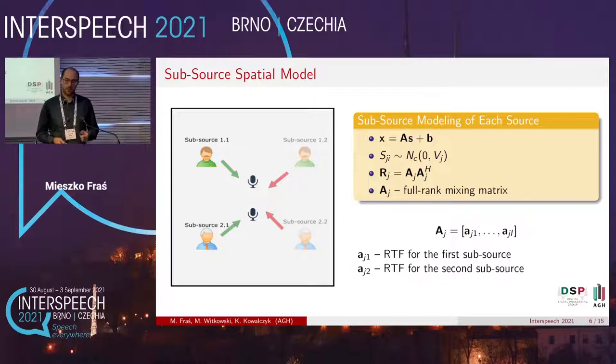So for a two microphone case, we would have two subsources for each source. And these subsources have the same power spectrogram, but they differ in their spatial properties. So the example mixing matrix for two microphones would look like this, where the relative transfer function for the first subsource is the first column, and the second column is the RTF for the second subsource.